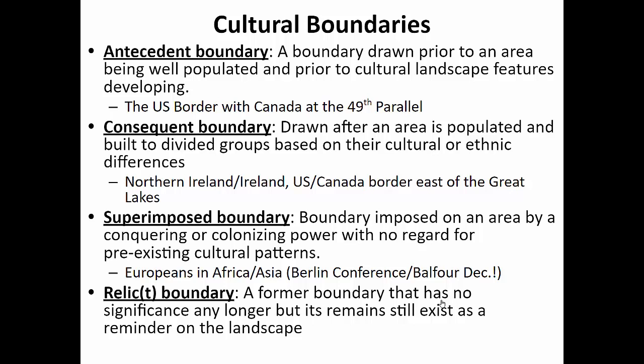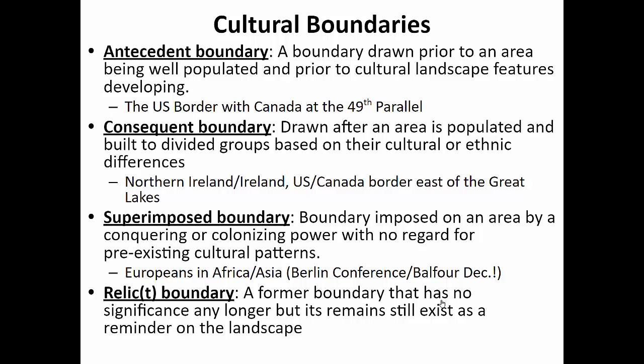Now, while the western border of the U.S. and Canada was antecedent, the eastern half was not. That was actually consequent. The area was settled by French and English settlers all throughout the border region. They started to clash with one another over fishing and hunting rights, and so ultimately these conflicts led the two countries to sign treaties in the 1840s that finalized that boundary once and for all.